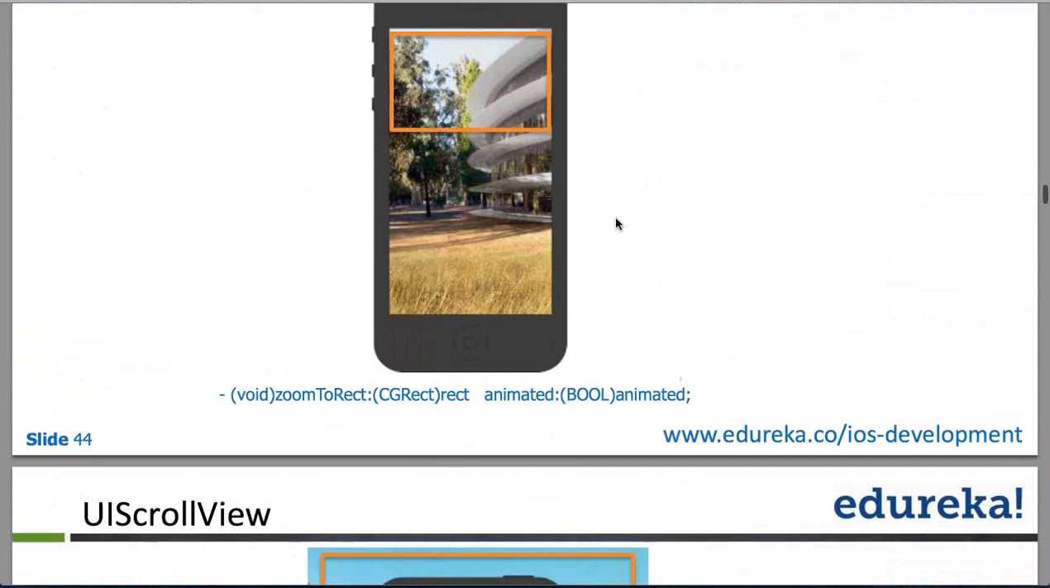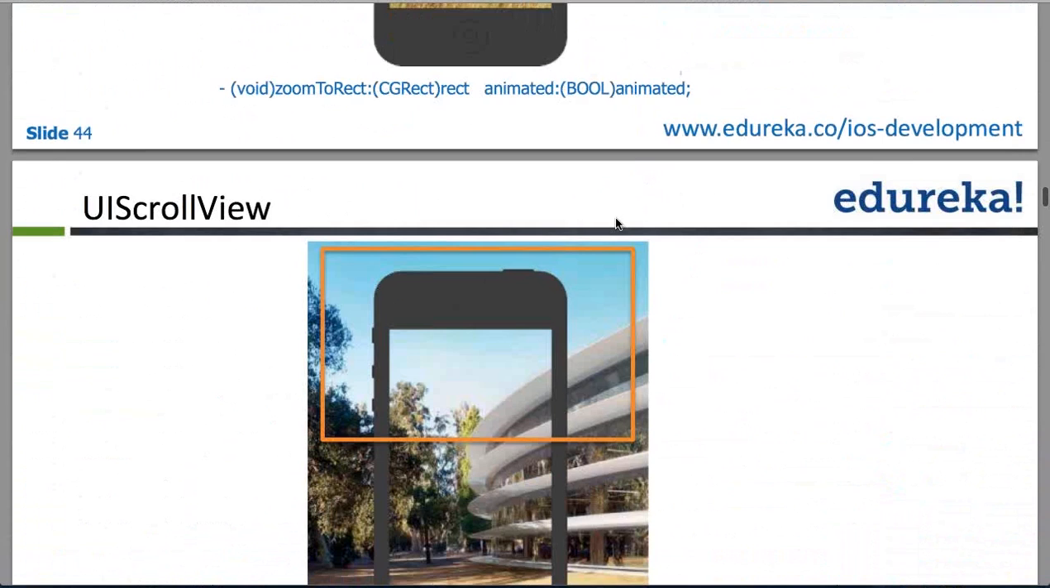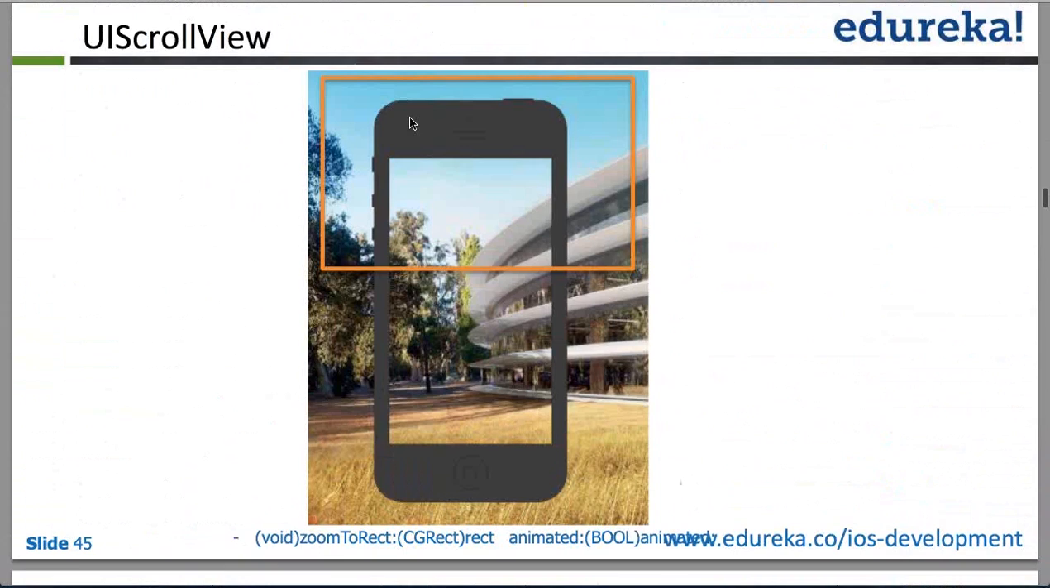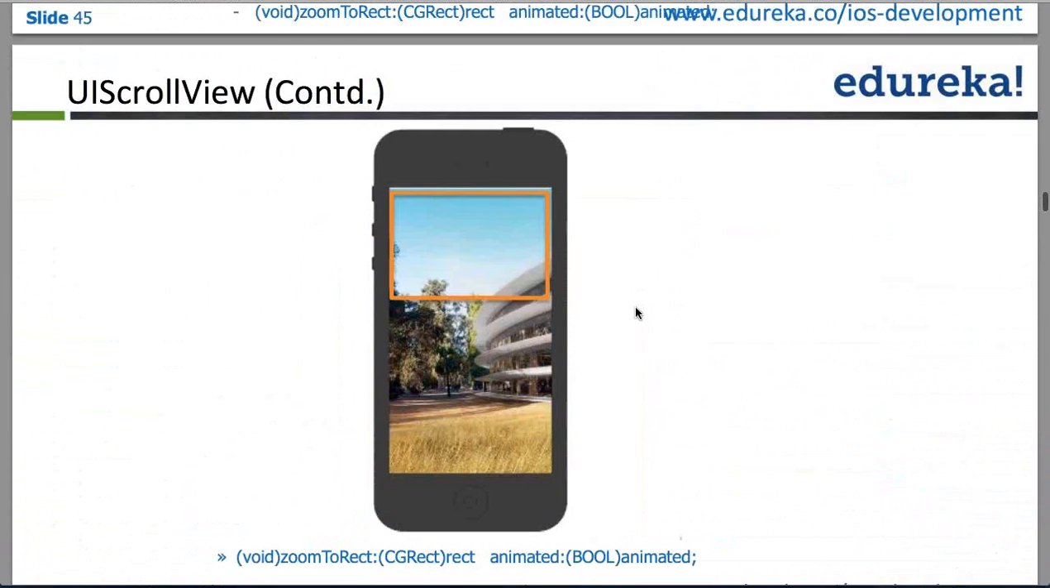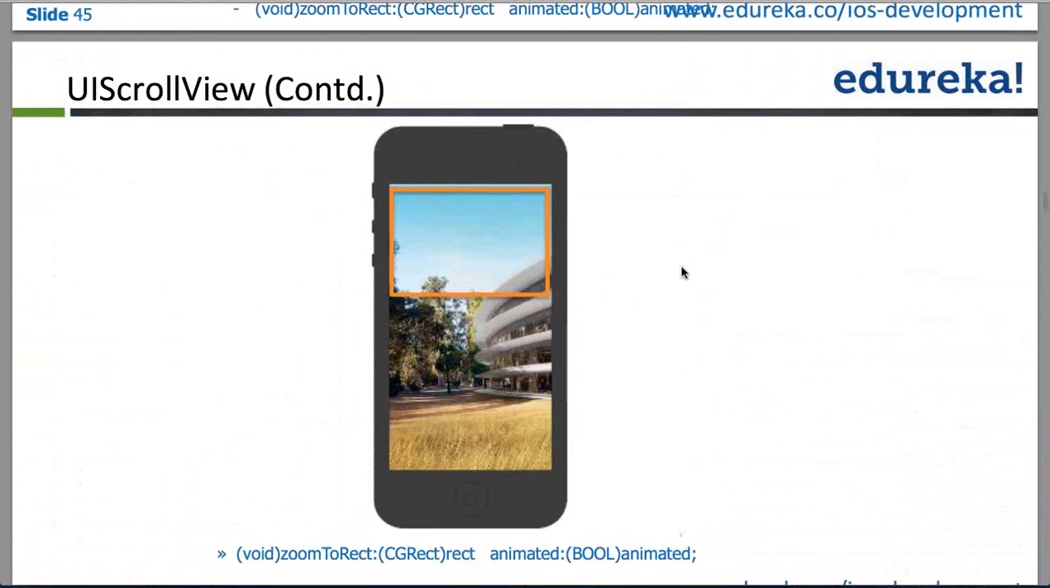So if you give a more width, it will zoom out and have a minimum. If it is less than the rectangle whatever you are seeing, it will zoom out, and if it is greater than the rectangle whatever you are seeing on the screen, it will zoom in. That's how zoom to rect works.